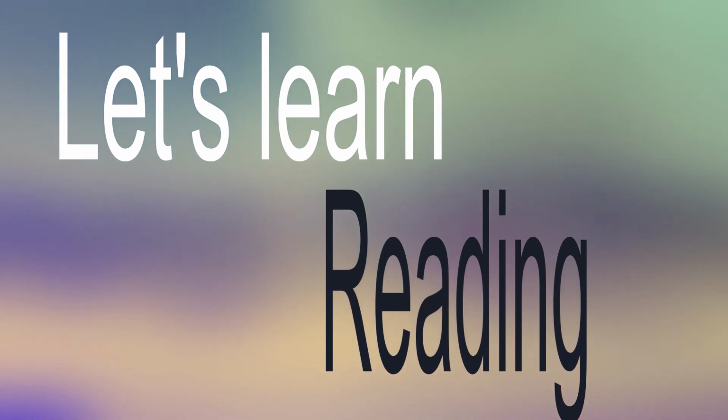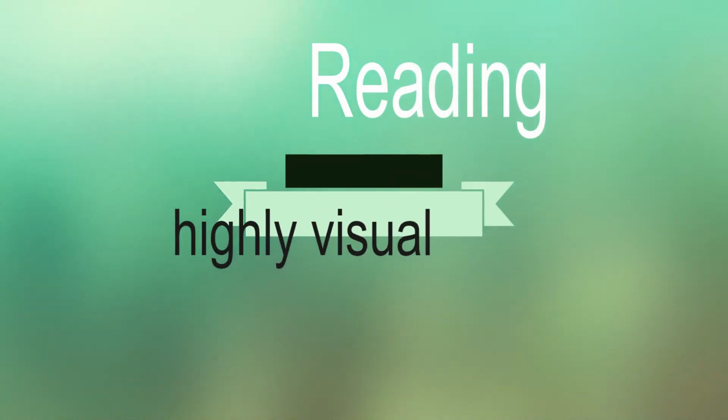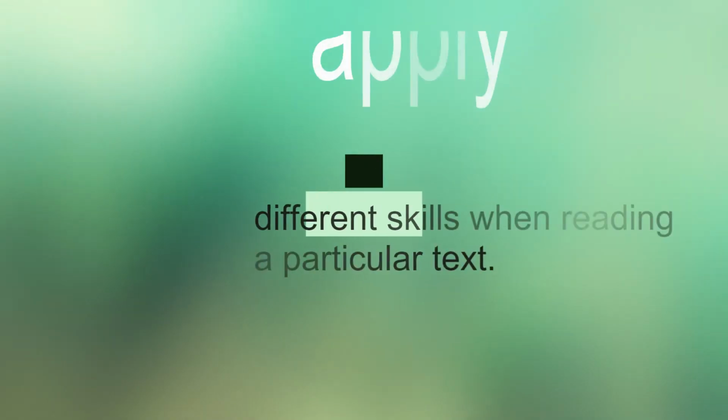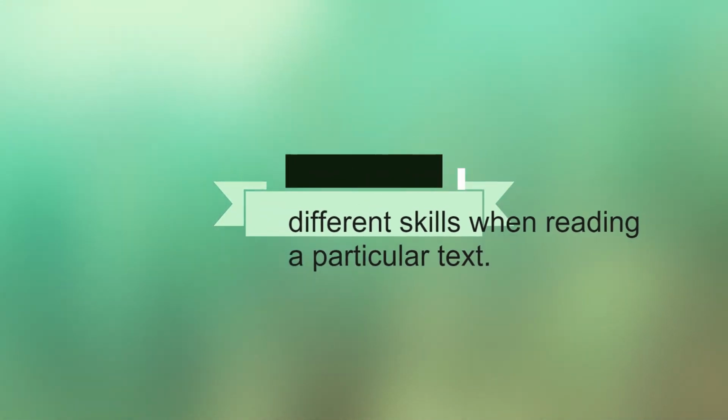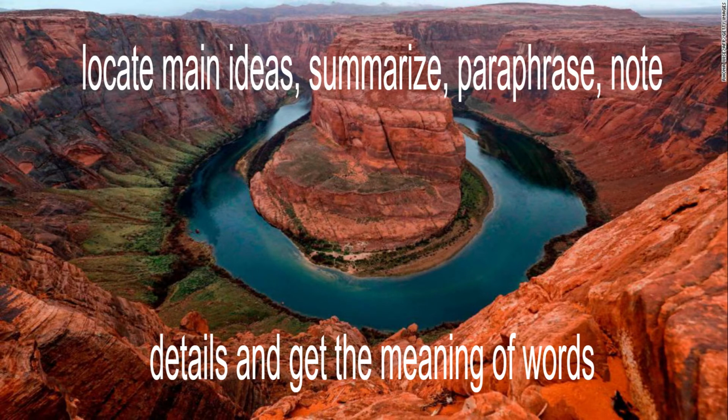It is not true that reading is an effortless task. It is instead a complex cognitive process. Aside from this, it is also highly visual because it involves the transmission of messages through the optic nerves. Although you may not be aware of it, you apply different skills when reading a particular text. You do more than just read. You also locate main ideas, summarize, paraphrase, note details, and get the meaning of words.